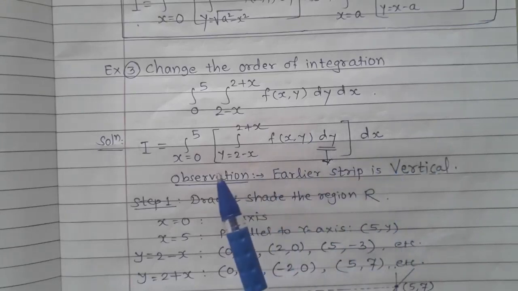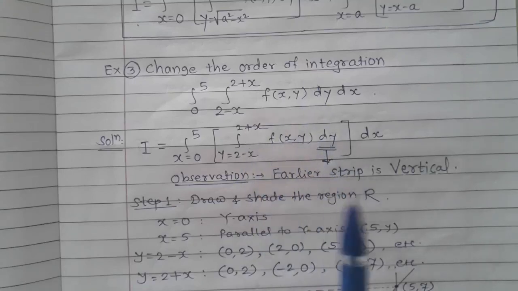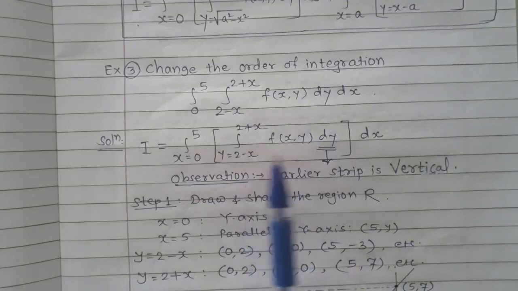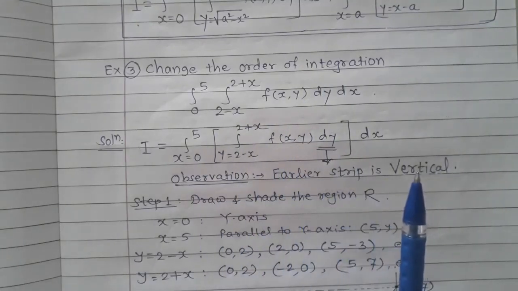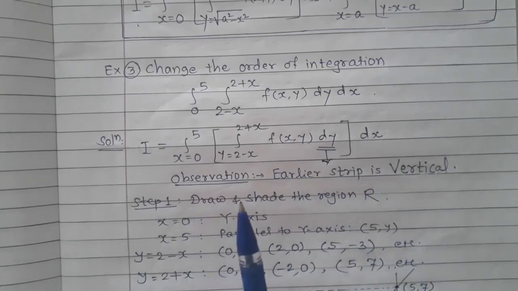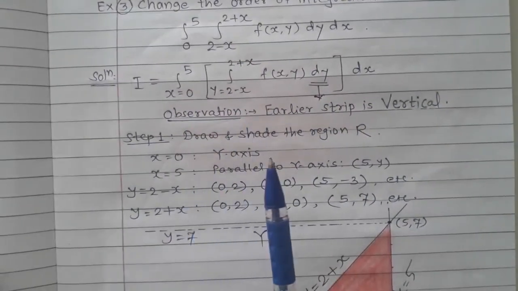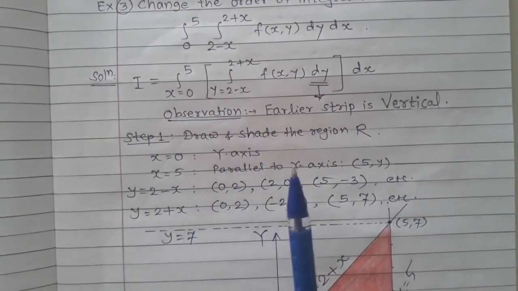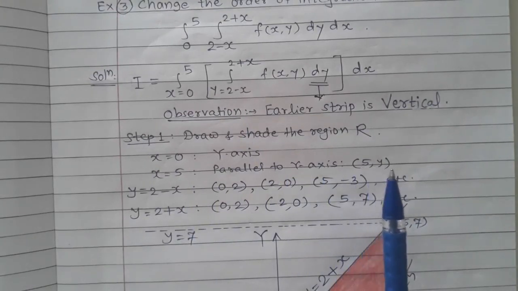The observation is that the inner integration is with respect to y, and y is the vertical axis. So the vertical direction from bottom to top is considered for finding these limits. Therefore I have written the earlier step as vertical. Step 1 is, as usual, draw and shade the region R with the help of the given limits. So x equals 0 is the y-axis, x equals 5 is obviously parallel to the y-axis, and a general point on that has x coordinate 5, and the y coordinate can be any number.